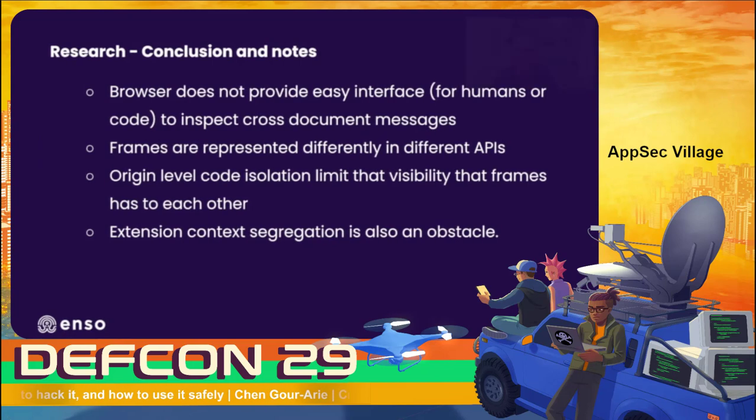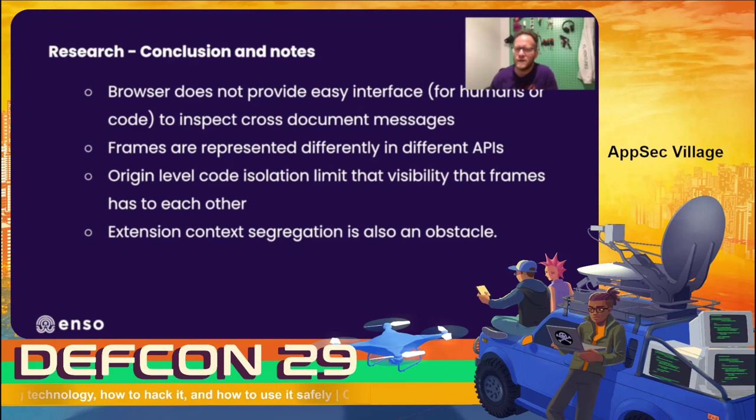Let me share the overall conclusion from this research. So the bottom line is that the browser does not provide an easy interface. Right? You can see web traffic and you have many tools to manipulate it, to inspect elements and to see all the data. There is no good interface, not for people and not for code, to look at this data. In different APIs of the browser, frames are represented differently, with different IDs and different meanings to the ID. There is no clear way, so sometimes you have to assume things.